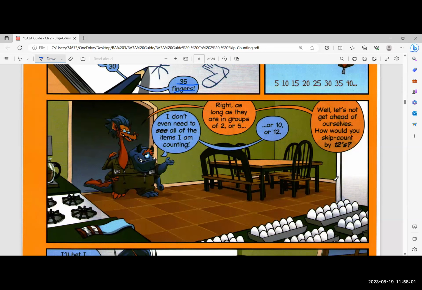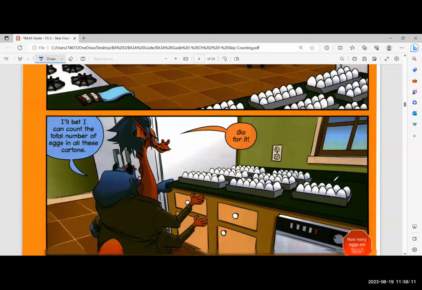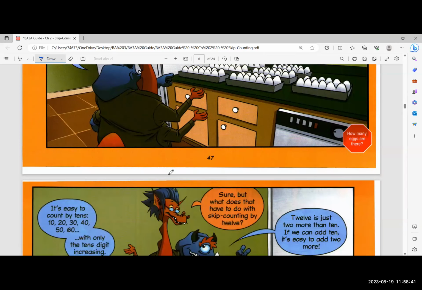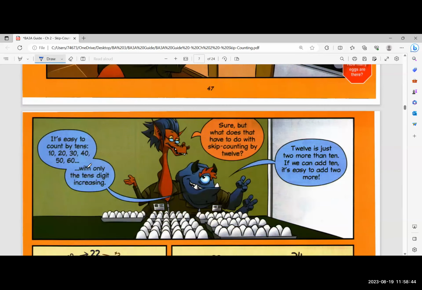So we can just add each time. And right here, we're talking about dozens of eggs. Dozen means 12, which is exactly what we wanted to know. So I'll basically count the total number of eggs in all these cartons. So we see that there's seven cartons, which means seven dozen, which means seven 12s. So we can just add 12 seven times, or we can see what they did.